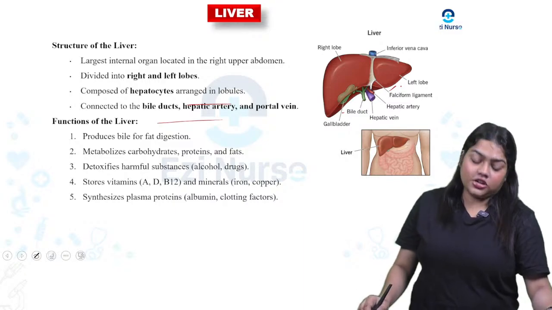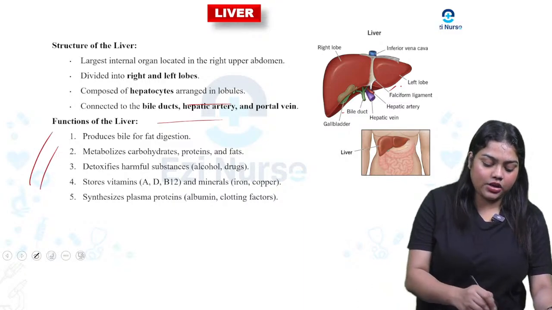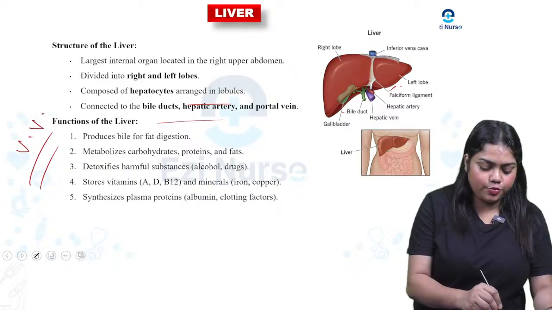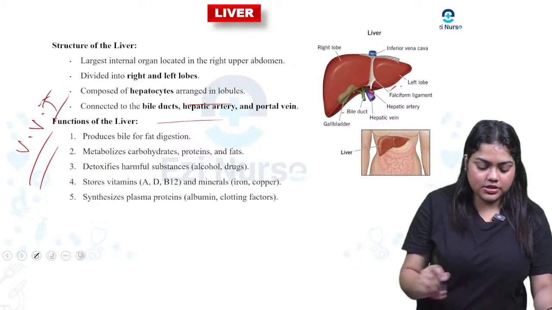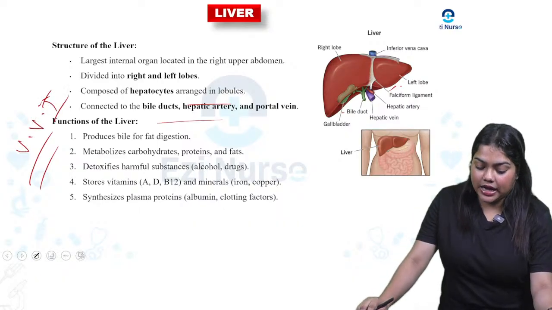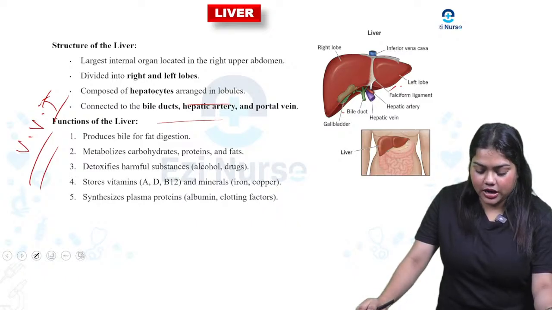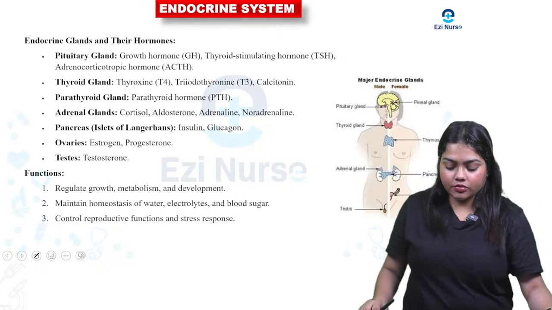So what is the main function of the liver? The main function has come two times. Okay, this is very important. Try to remember this. It produces bile for fat digestion, metabolizes carbohydrates, proteins, and fats, and detoxifies harmful substances.